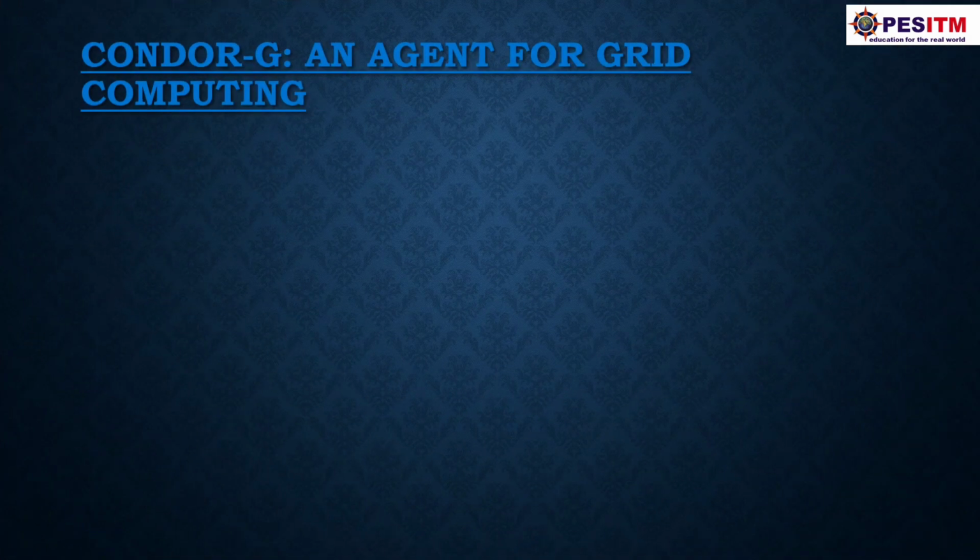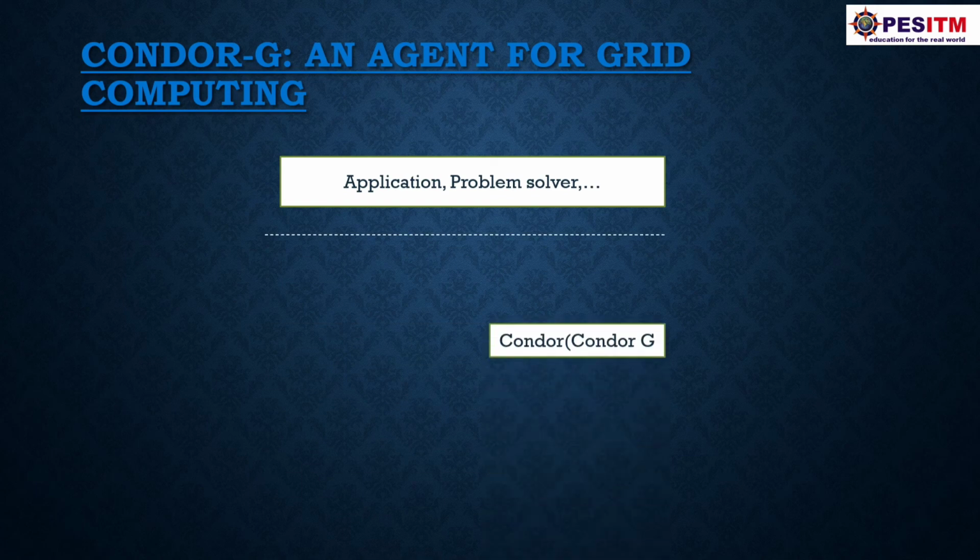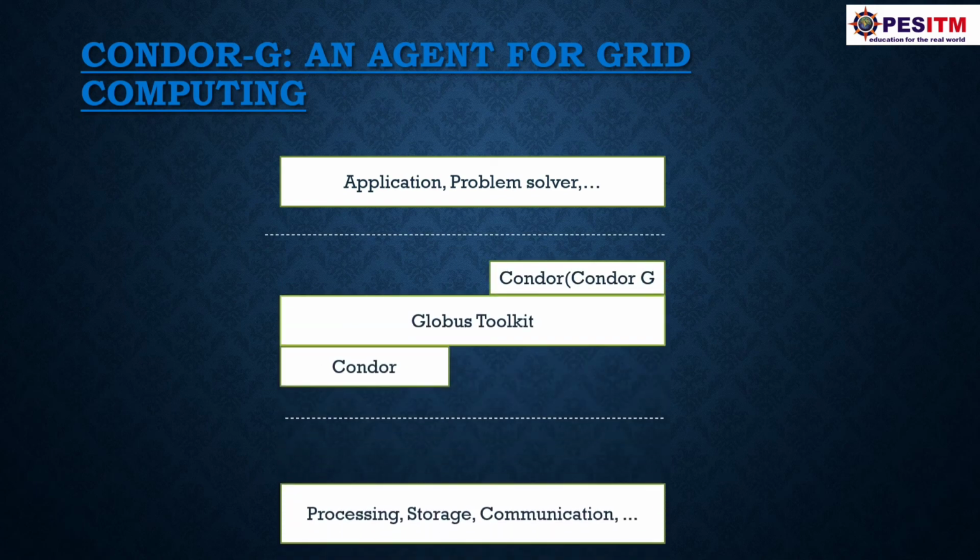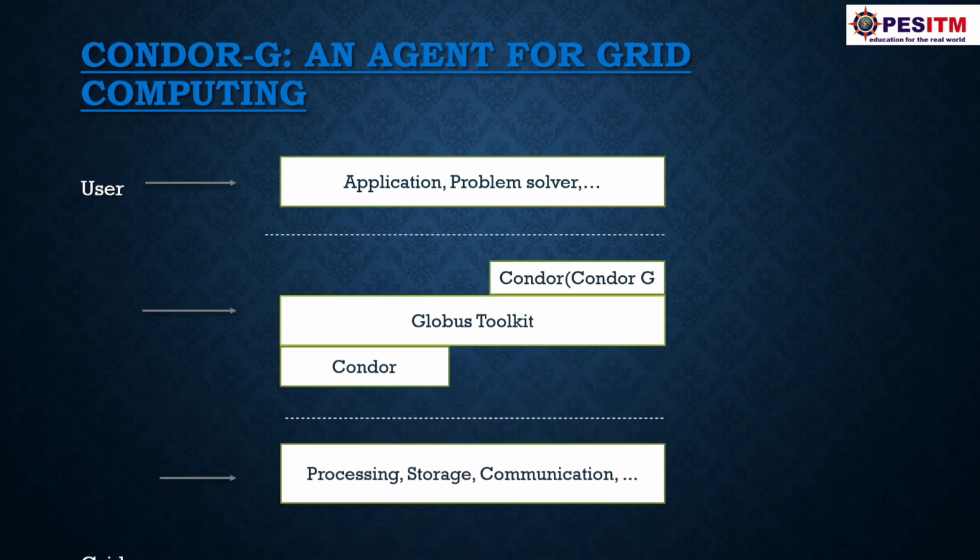Now speaking about the second product of the Condor software, the Condor-G agent for grid computing. This is the figure, as you can see, of Condor in the grid. Here we can see that Condor technologies can exist both in the front end as well as the back end of a grid, which is depicted in the figure.